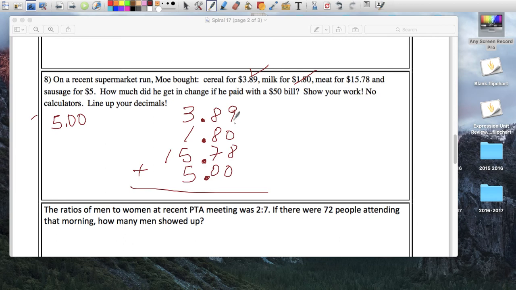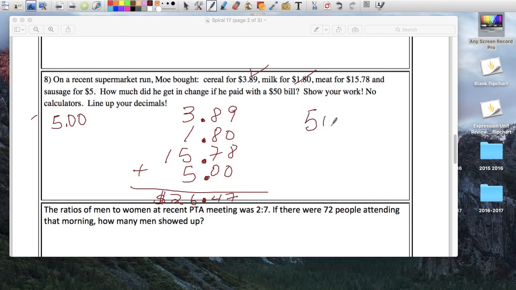Now we can add: 9 and 8 is 17, carry the 1. This is 24. Bring the decimal down, carry 2. That would be 16 and 26. So your total ends up being $26.47, and you're going to pay with a $50 bill, so you have to subtract.